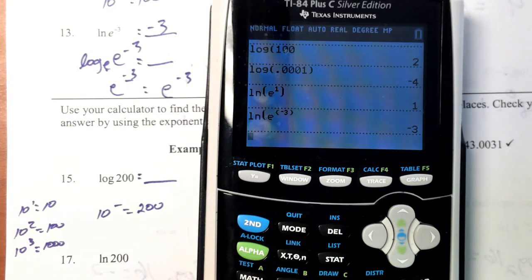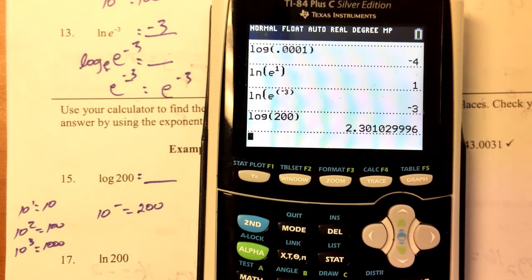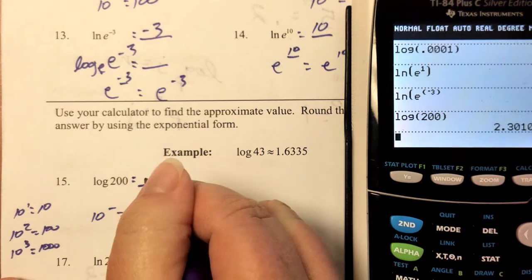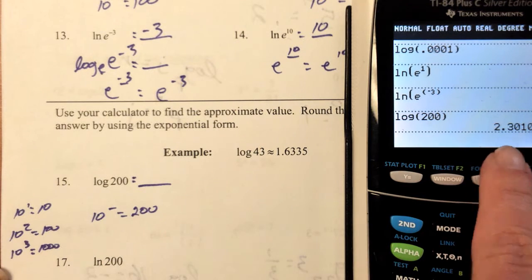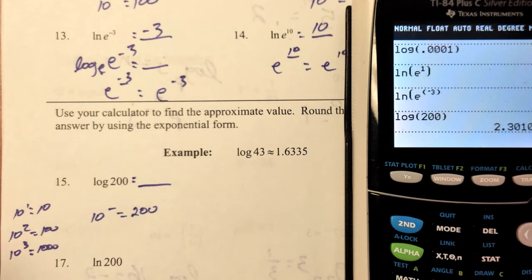So in your calculator, we know the base is 10, so I can just hit the regular log button. I don't have to do the log base. I can tell the calculator log 200, and it's going to go, oh, that's 2.3 something. Okay? And I'm not surprised that it's 2 point something because 10 squared was 100, 10 to the third was 1,000. 1,000 would be too much. So I knew it had to be 2 point something, and my calculator gave me that value.